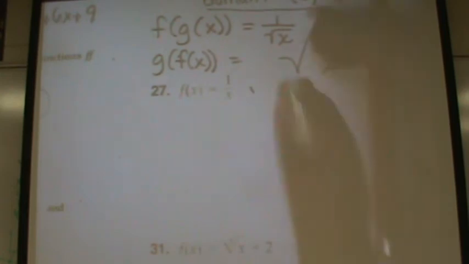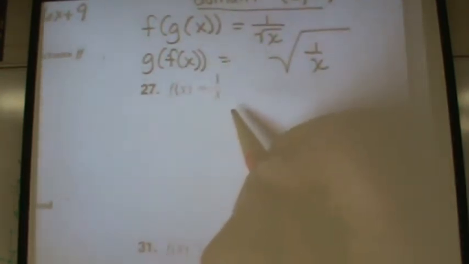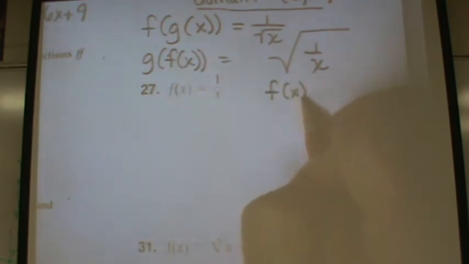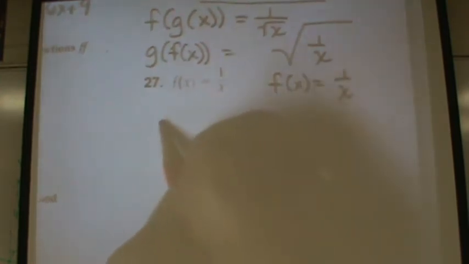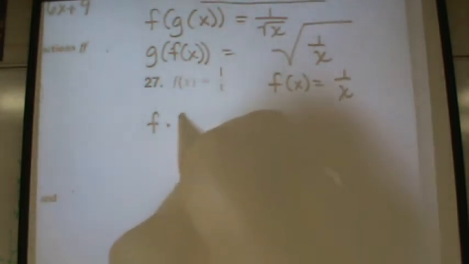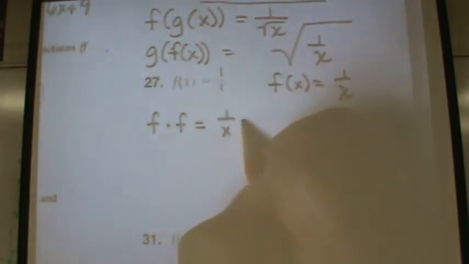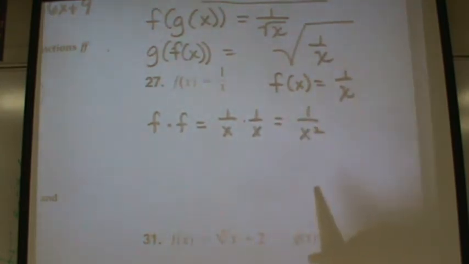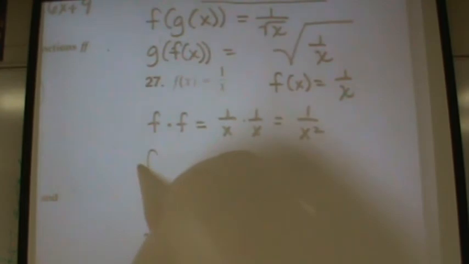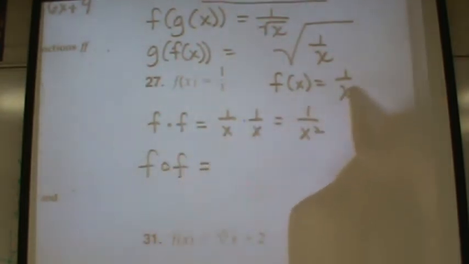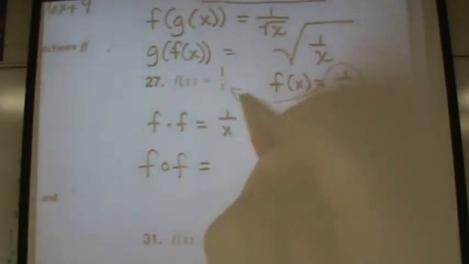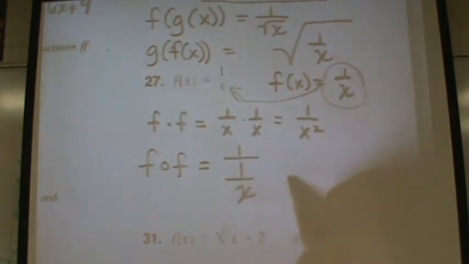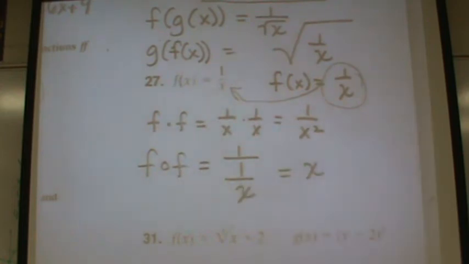Same with 27. They want ff of x, and they want f of f of x. So what I would do is I would rewrite this again. So f times f is going to be 1 over x times 1 over x, which is 1 over x squared. Well, f of f of x, you're going to plug this in here. So you have 1 over 1 over x, and if you flip and multiply, this results in x.